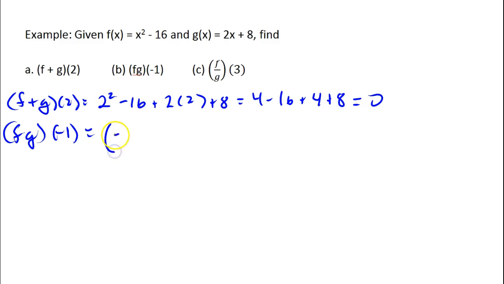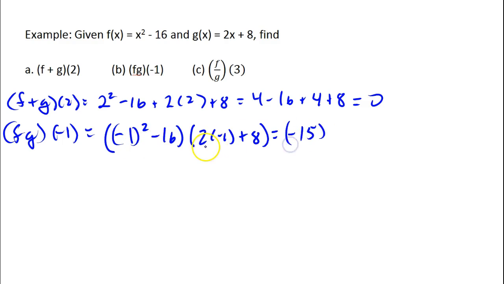Okay, f times g of negative 1. Let's do negative 1 squared minus 16. That's f with negative 1 plugged in, times 2 times negative 1 plus 8. That's g with negative 1 plugged in. So I get negative 1 squared is 1, minus 16 is negative 15, negative 2 plus 8 is 6, and negative 15 times 6 is negative 90.